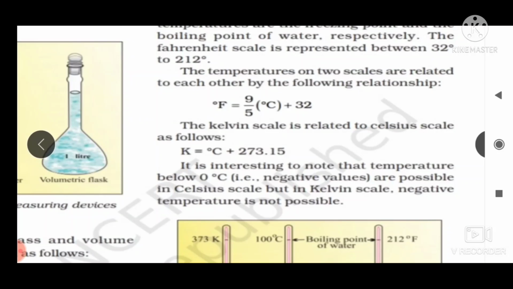But in Kelvin scale, negative temperature is not possible. The lower fixed point on Kelvin scale is 0 Kelvin. The 0 Kelvin corresponds to minus 273.15 degrees Celsius. Fahrenheit scale is not widely used these days. The lower fixed point of Fahrenheit scale is 32 degree Fahrenheit and the upper fixed temperature is 212 degree Fahrenheit.